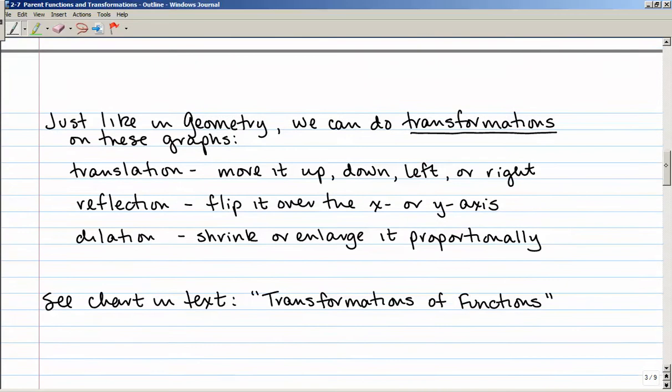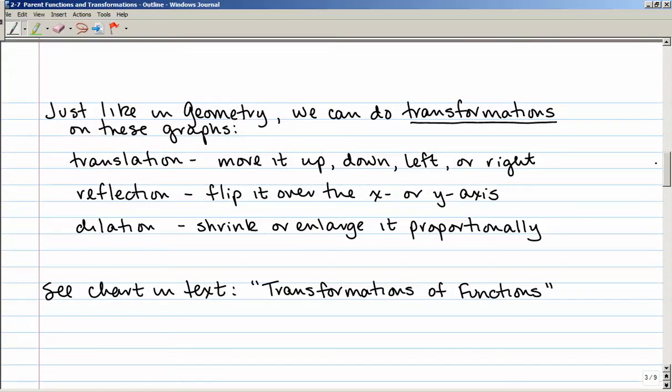Now, just like in geometry, we can do transformations on these graphs. And remember, transformations in geometry were where we moved some of the shapes around. A translation, we can move it up or down, right or left. A reflection, we can flip it over the x or the y axis. And a dilation, we can enlarge it or shrink it proportionally. The one that we're not doing is a rotation. That's a little more complicated.